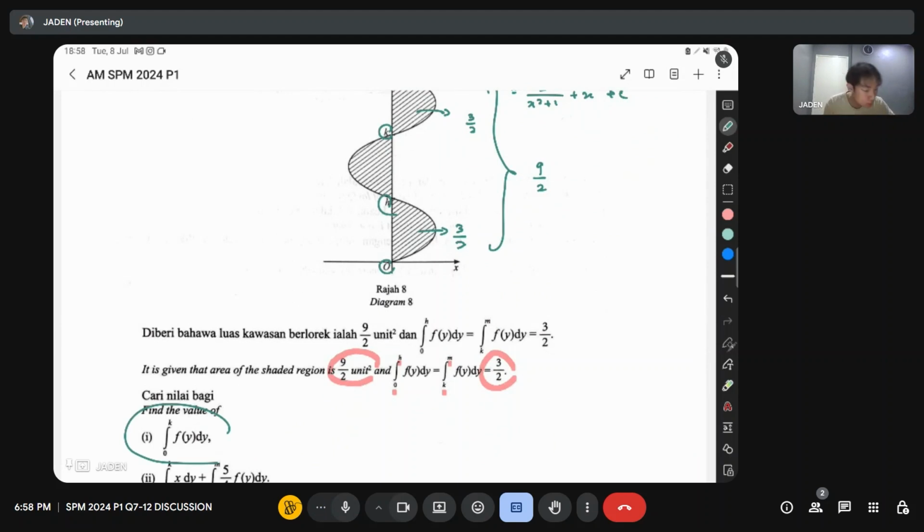Where is 0 to k? 0 to k is here. You have to add these two regions. Now, how do you solve this?